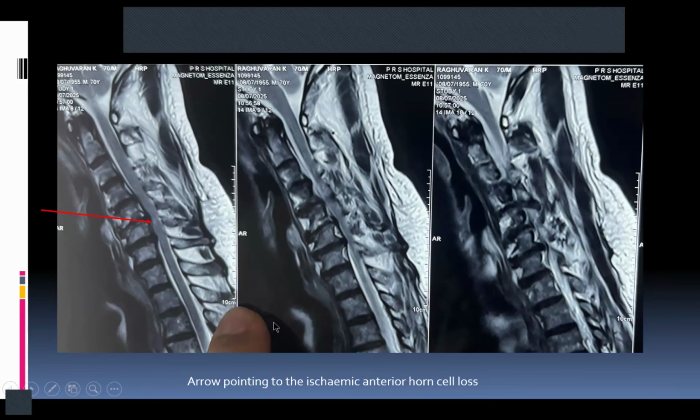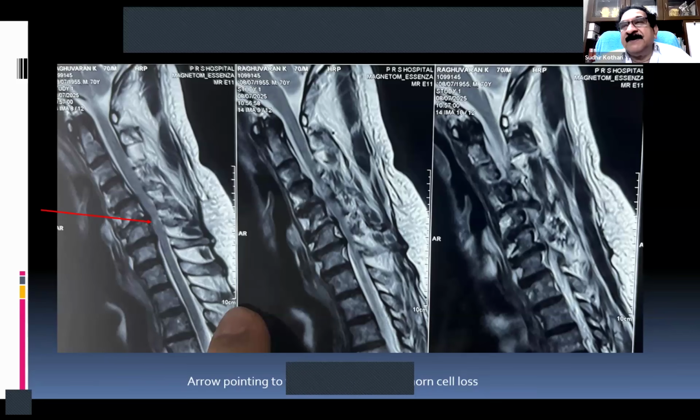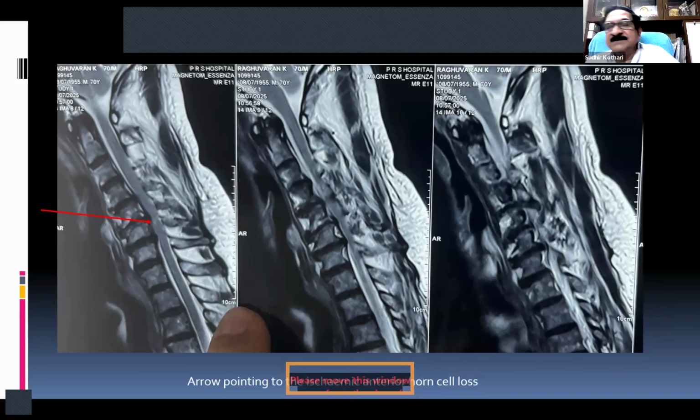Sir, can this be Hirayama? If this is Hirayama disease. No, this is not Hirayama. In Hirayama, actually the dura will be shifted anteriorly. You find a hyperdensity posterior to the dura. That is not seen here.